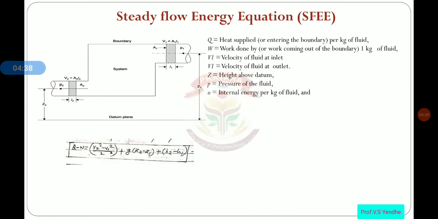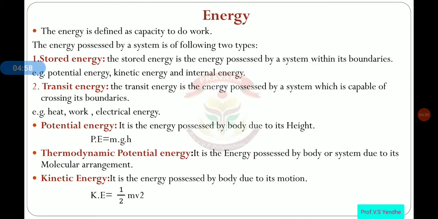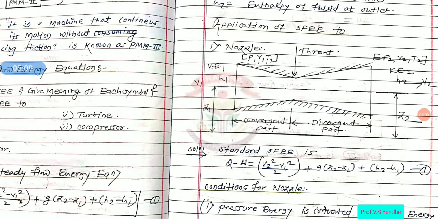For our diploma syllabus, we only have to write the steady flow energy equation and apply it to various devices. Let us see which are those devices. Let us see the first device, the steam nozzle.